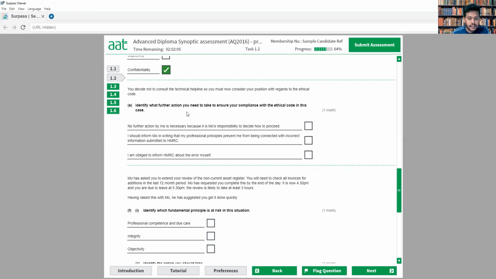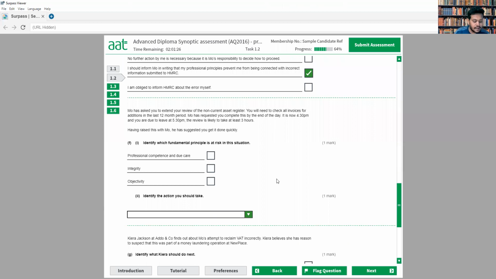Identify whether further action is needed to ensure your compliance with the ethical code. Obviously, no further action is not true; you have to take further action anyway. I should inform Mo in writing that my professional principles prevent me from being connected with the incorrect information submitted to HMRC. This is the one, isn't it? So I'll tell the owner, or the manager: listen, I cannot do it because my professional principles stop me from sending incorrect VAT information to HMRC. So I'm telling the owner first.